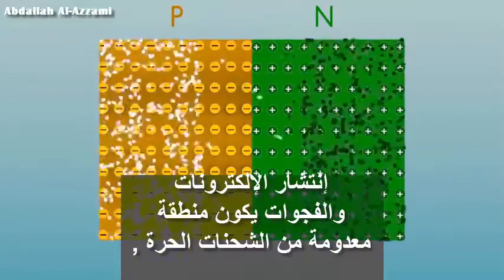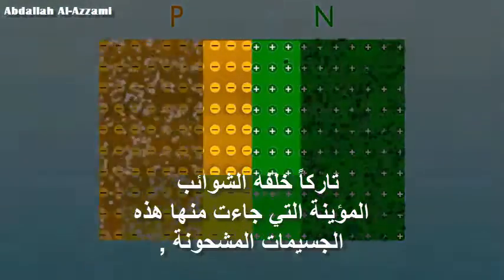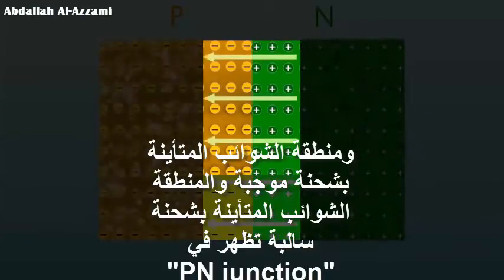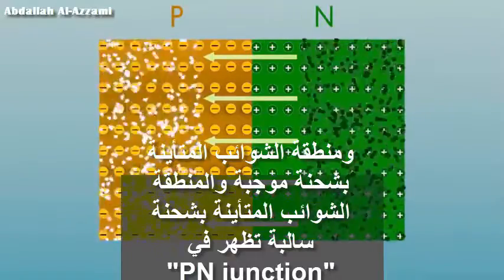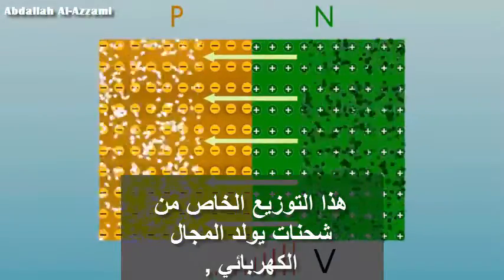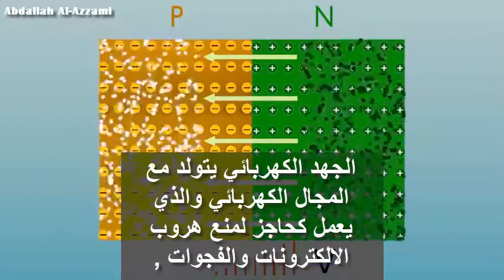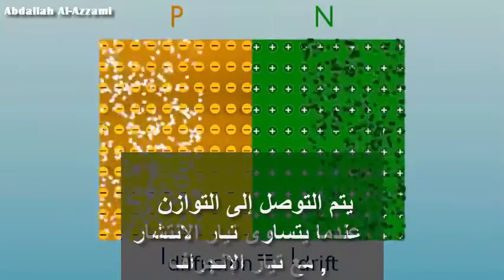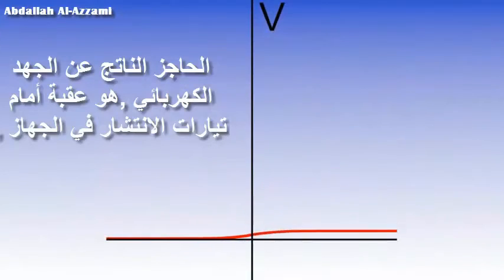The diffusion of electrons and holes creates a region depleted of free charge particles, leaving behind the ionized impurities from which these charge particles come. Thus, a region of positive ionized impurities and a region of negative ionized impurities appear in the PN junction. This special distribution of charges creates an electric field. The electric potential associated with these fields acts as a barrier that prevents the displacement of the electrons and holes. Equilibrium is reached when the diffusion current equals the drift current. The potential barrier is an obstacle for the diffusion current in the device.